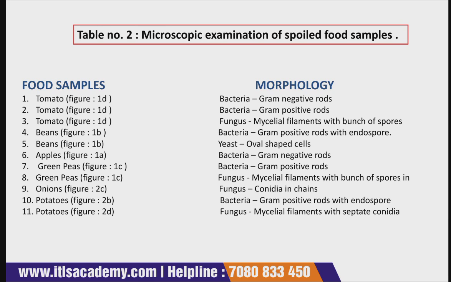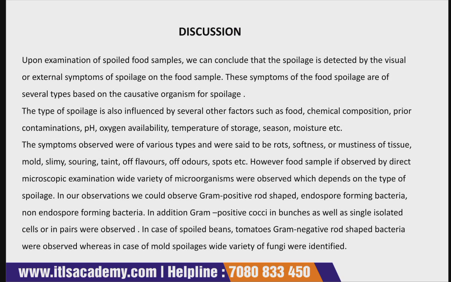And if you see the third image, they have a fungus, that is mycelial filaments with a bunch of spores. Similar cases with the beans also, they have gram positive rods with endospore. Then the beans, they have yeast, oval shape. So again, these are certain food samples, and they have different types of micromorphology. Now moving to the next, that is the end.